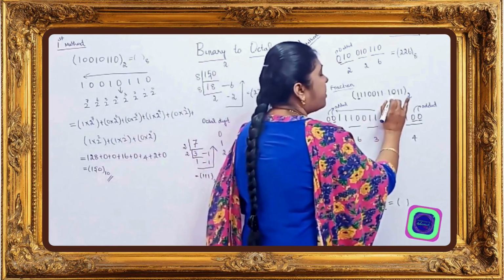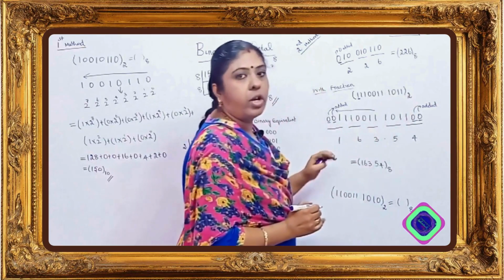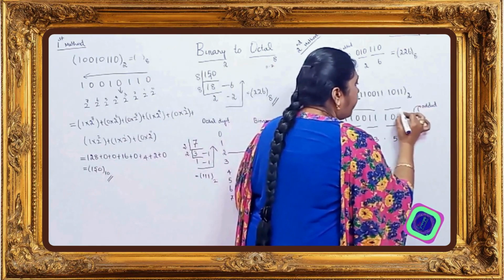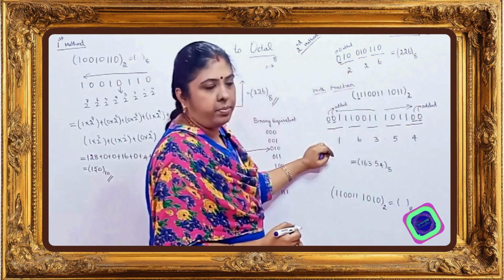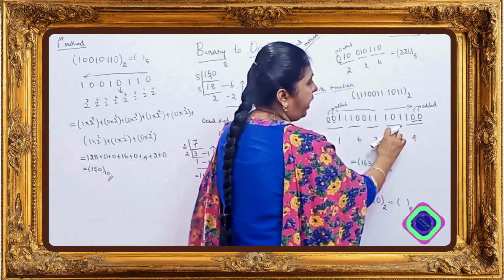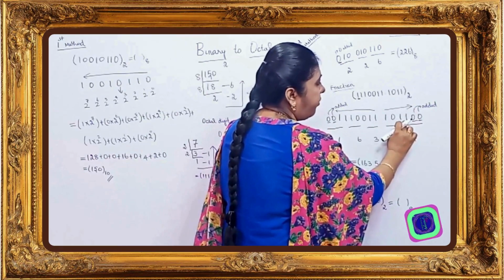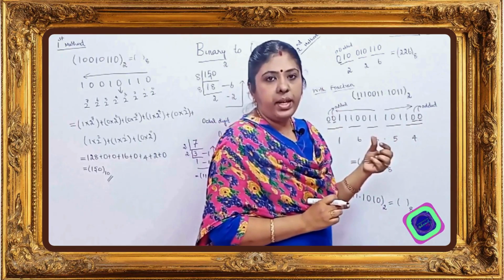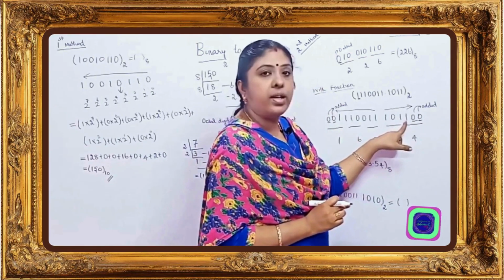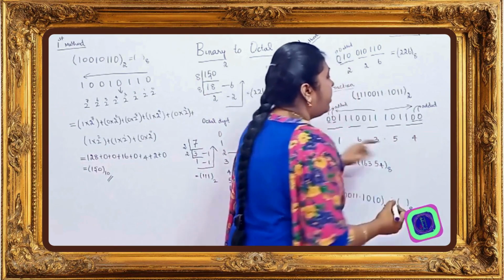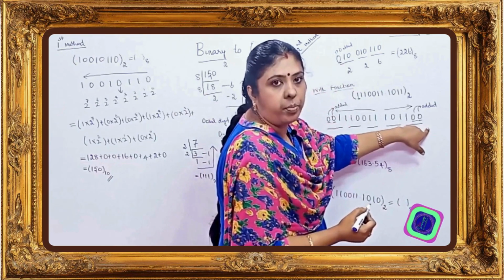Now consider the fraction part. Here we have 1011. For the fractional part, we have to divide the bits into groups of 3, starting from the left to the right. So for 1011, first 101 is grouped here. Again 1 is left here. So we have to convert it into 3 binary digits. We have only a single 1, so 2 zeros are added here, which makes it 100.